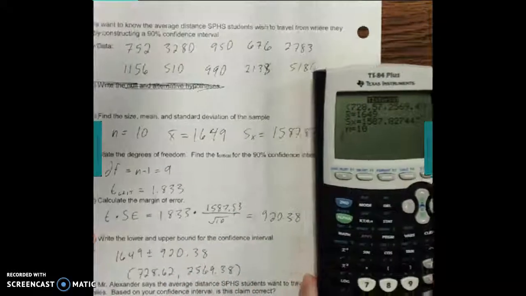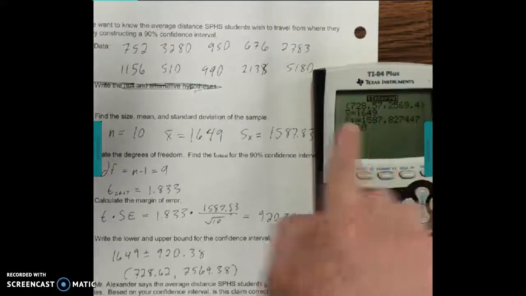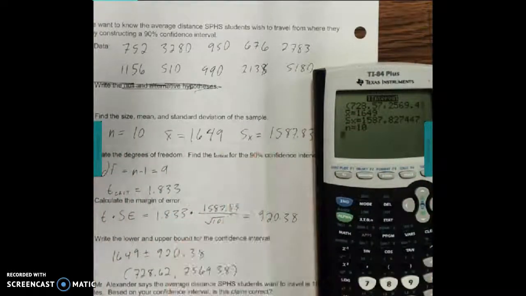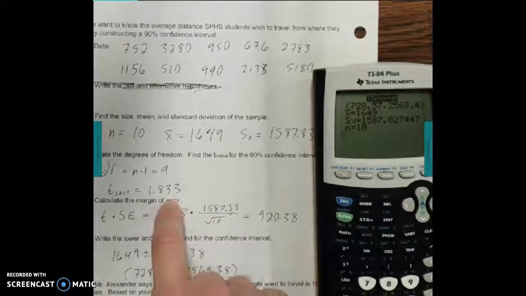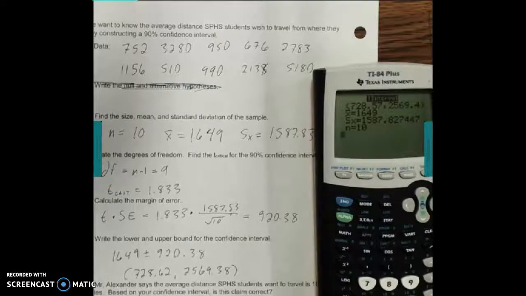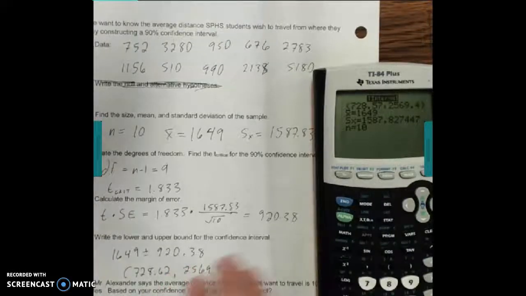And all the stuff I got from stat edit, stat calc 1, that information is on here as well. The only thing it will not do, again, is calculate the t-critical for you. So you're going to have to be comfortable with getting the t-critical from the table. But if you're comfortable with doing that and you just need to double check your work, this is a great way to double check your work.